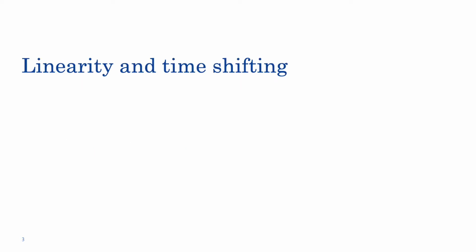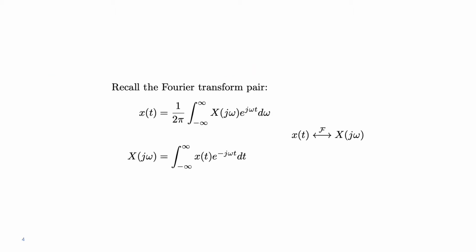Let's start with two basic properties that concern linearity and time shifting. So let's start by recalling the Fourier transform pair, meaning the formulas for calculating the Fourier transform and for inverting the Fourier transform. So a signal x of t can be obtained as 1 over 2 pi the integral of x of j omega e^(j omega t) d omega, right? This is the Fourier representation.